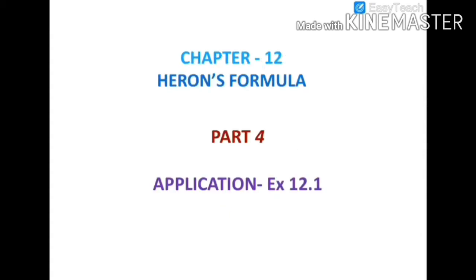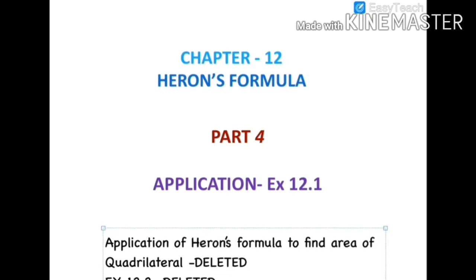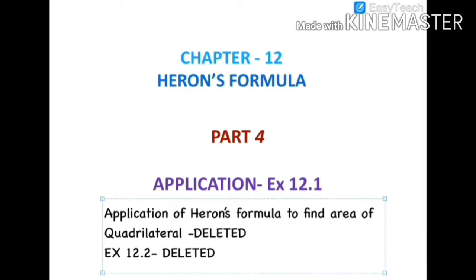We are studying chapter 12, Heron's Formula, and we have reached the last section of this chapter today. According to the revised syllabus for year 2021, application of Heron's formula to find the area of quadrilateral is deleted from the portion. And so, exercise 12.2 is also deleted. So, in today's video class, we will finish solving remaining questions of exercise 12.1.